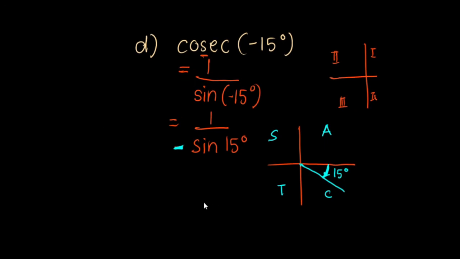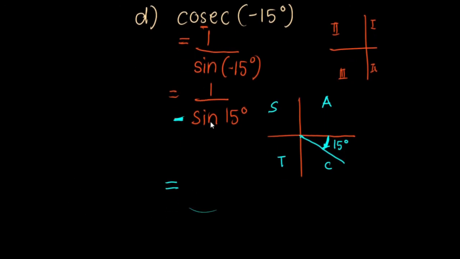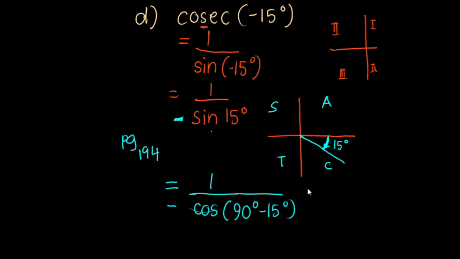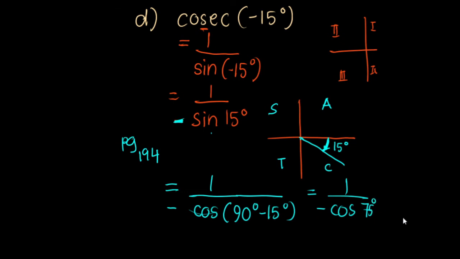All right. So from here, what is the complementary angle for sine? So what you should do is look at your page 194 textbook, page 194. Who is the complementary for sine? Cosine. So you write cos 90 minus 15. So what is cos 90 minus 15? It's cos 75.